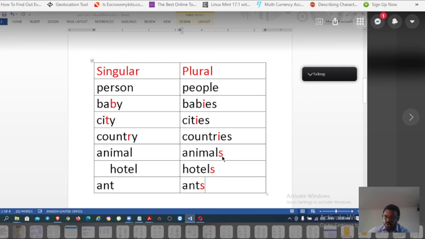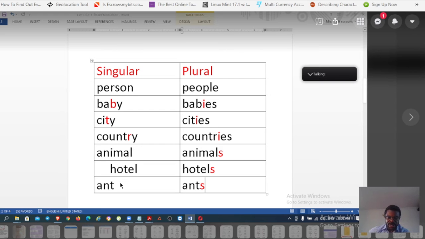Animal, animals. Normally for singular and plural, how do we make our plural? By simply adding S. But some of them are irregular; they come in different forms. So these are the tips to help you make the plural of your nouns. Here we've got hotel, hotels, and ant, ants, by just simply adding S. But we have some exceptions, like when a word ends with a Y.